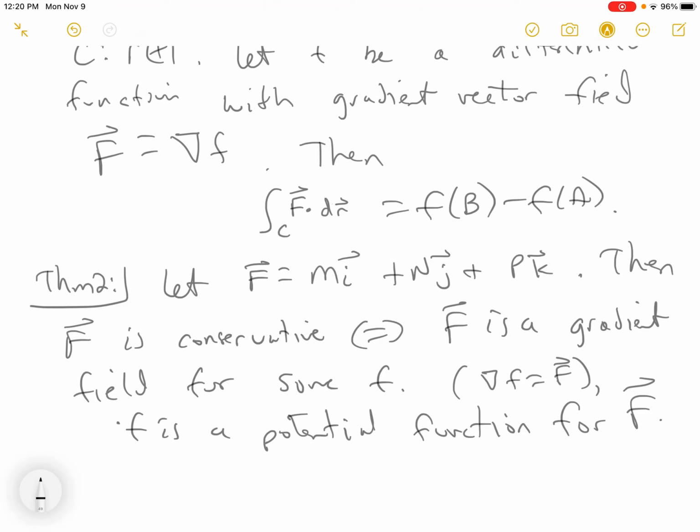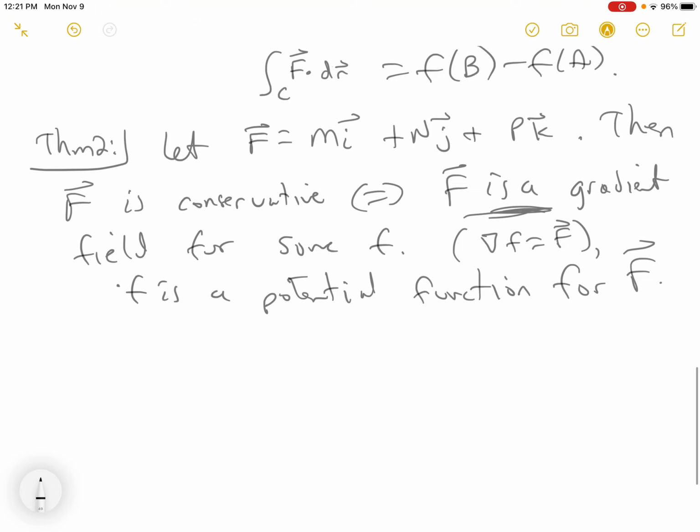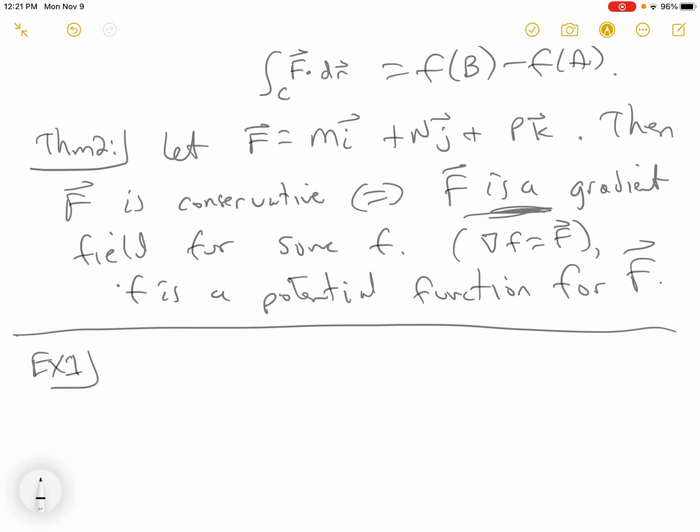So there's two directions this theorem can go in. If you build F to be a field from a function, then it's automatically conservative. Or if F is conservative, there is a function out there that turned it into a gradient vector field. And that's the hard direction, and that's what today's really about: finding this little f. Okay, all right, let's look at some examples here to try and clarify these ideas.